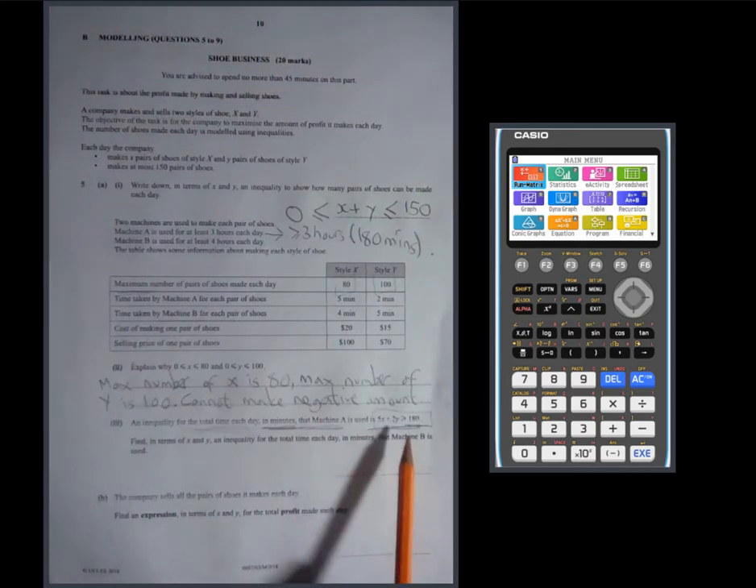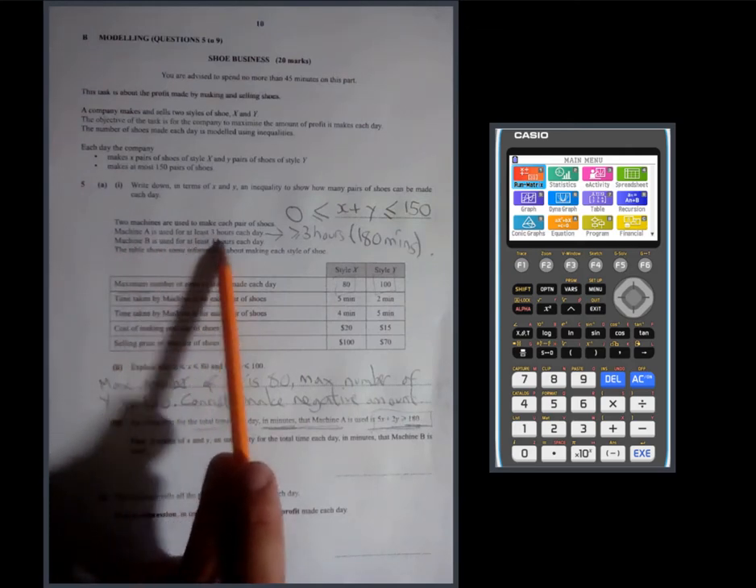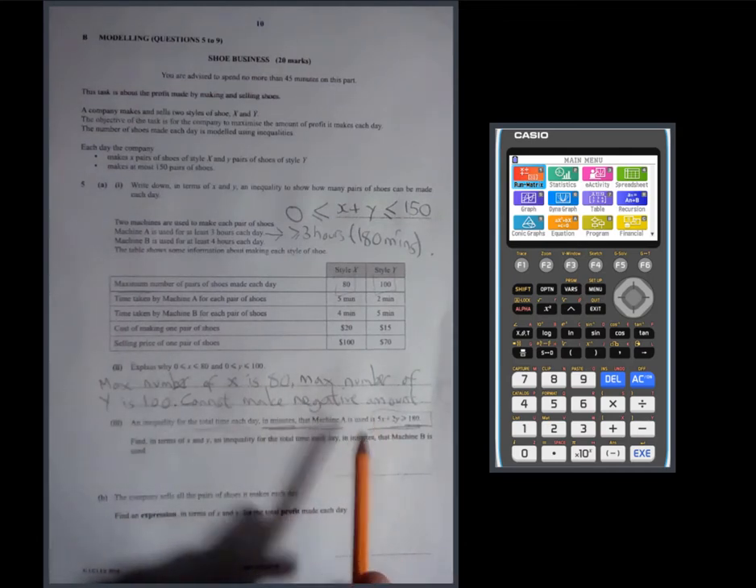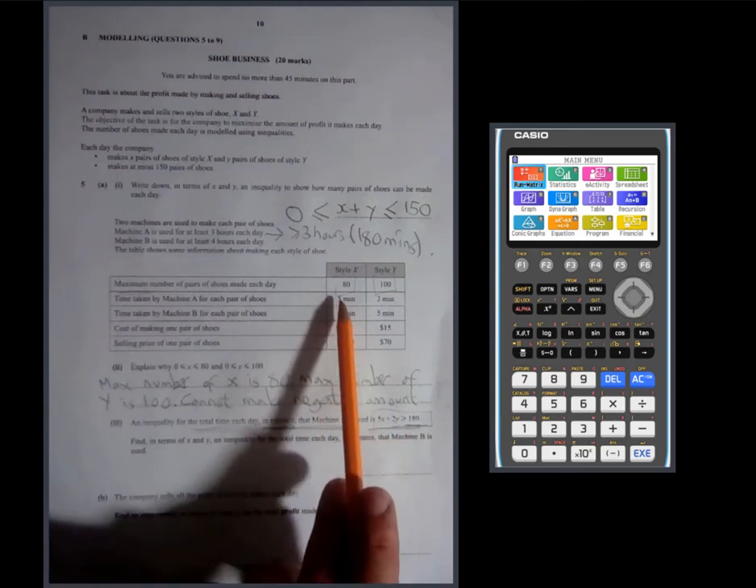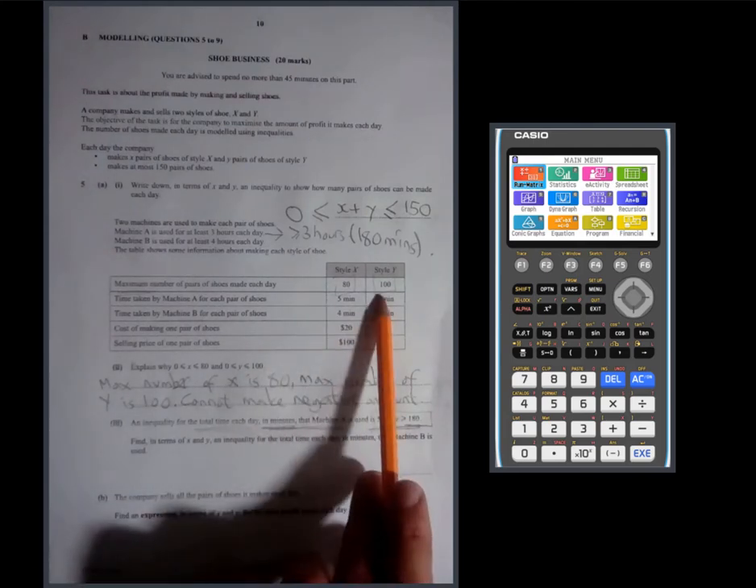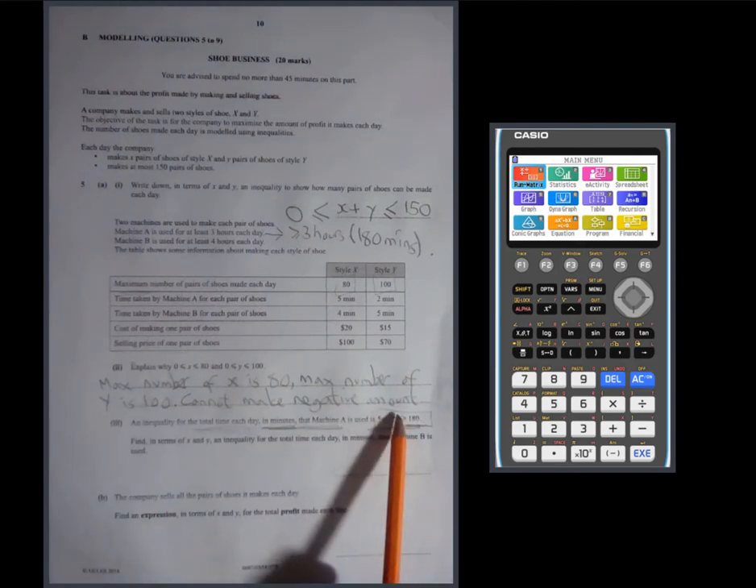And the greater than or equal to is because machine A is used for at least 3 hours each day. So at least means either that or more. So greater than or equal to 3. So that's where this came from. This is the total time, which takes 5 minutes for every pair in style X, and there's X pairs, so 5X. It takes 2 minutes for every pair in style Y, and there's Y pairs, so 2Y.